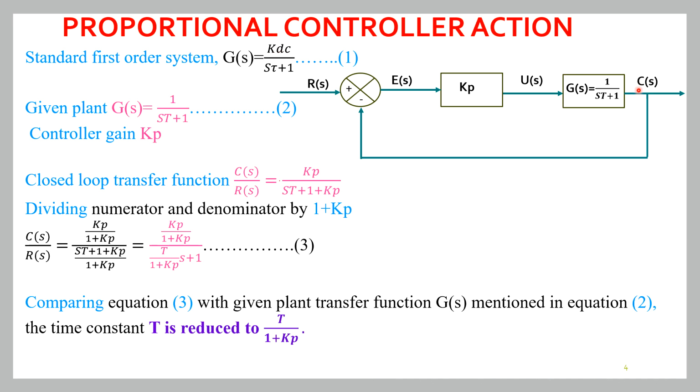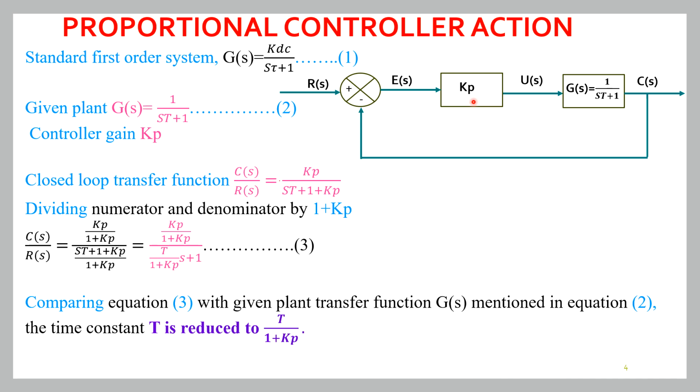Let us take my open loop transfer function G of s as 1 divided by s tau plus 1. This is my basic first order system, whose transfer function I am taking to analyze the system. So G of s is 1 divided by s tau plus 1. And also the gain of the system is Kp. So I have added Kp.